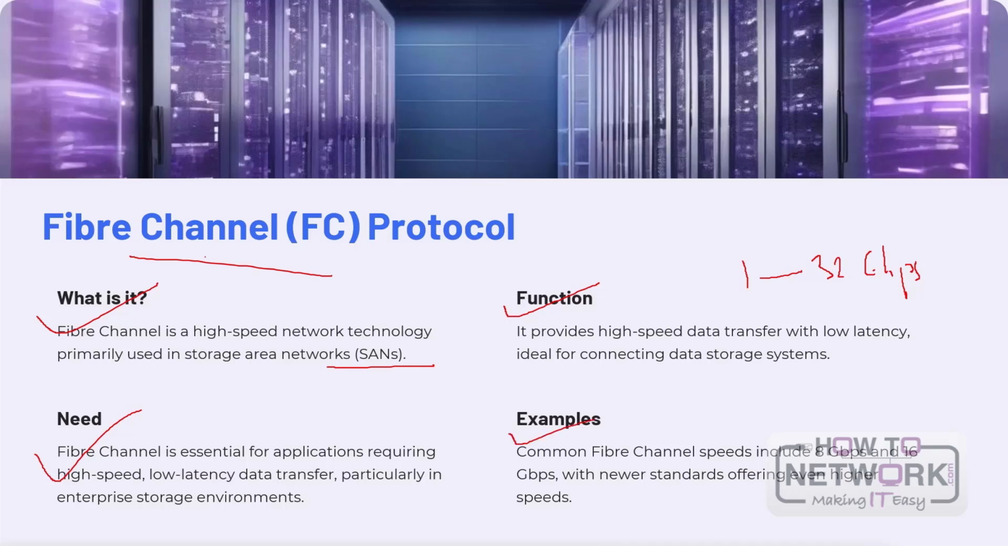Fiber channel is renowned for its reliability and scalability. Its robust error detection and correction mechanisms ensure data integrity, while its support for multiple devices and connections allows for flexible and scalable storage infrastructure. Another noteworthy feature of fiber channel is its support for what we call zoning, which allows network administrators to control which devices can communicate with each other. And this enhances security and improves network performance by preventing unnecessary traffic.